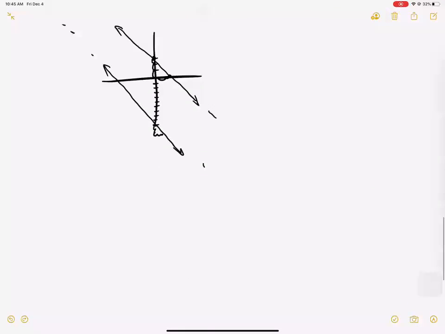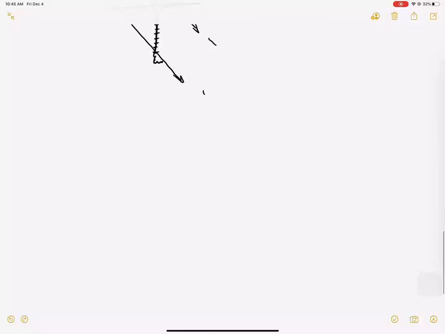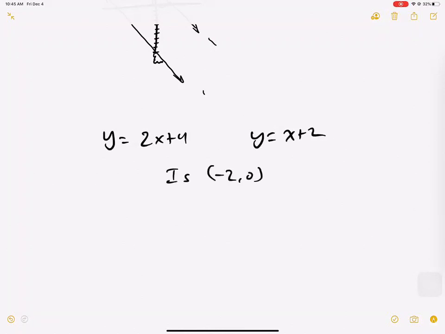So, what if I don't want to graph? On IXL, they're going to ask you some questions, and the question is going to be, hey, is this a solution for the system? So if I give you y is equal to 2x plus 4, and y is equal to x plus 2, and then I follow up with, is negative 2 comma 0 a solution for the system?